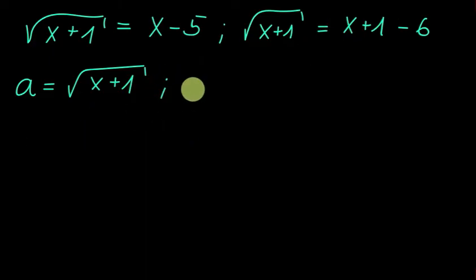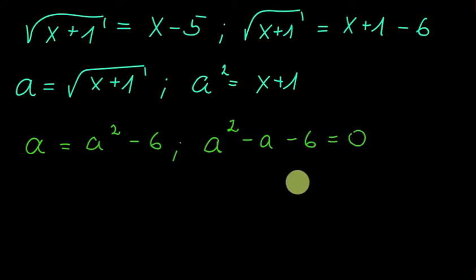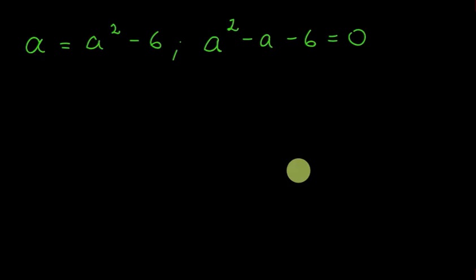Now we can put this a instead of the square root of x plus 1 here. So a squared would be x plus 1, okay? So we get that our equation looks like this: a is equal to a squared minus 6. Now let's move a to the other side and we get that our equation looks like this. Now all we need to do is to solve it.